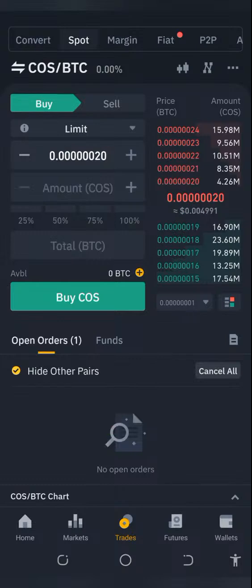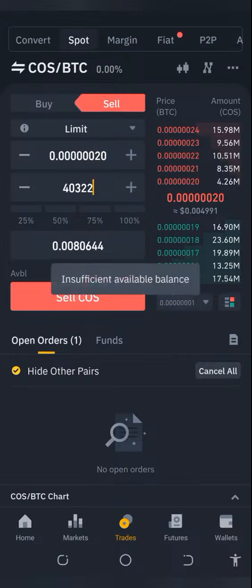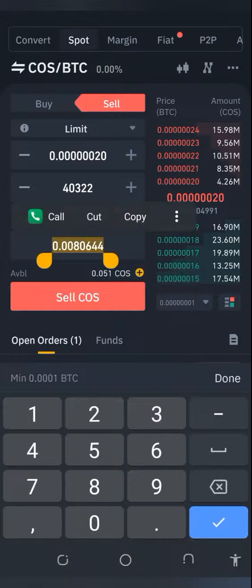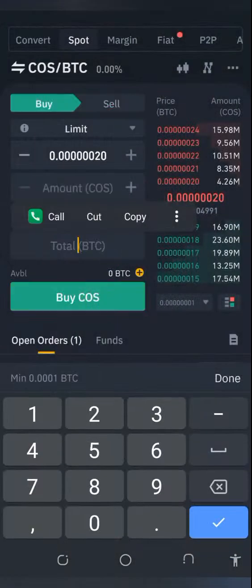So you sell it to BTC. Now, of course, this is not a signal I got. Once you sell it to BTC, you then copy it and go and sell it back from BTC to USDT. That is how you make money with triangular arbitrage. And this is just a brief explanation of how you make money with triangular arbitrage.